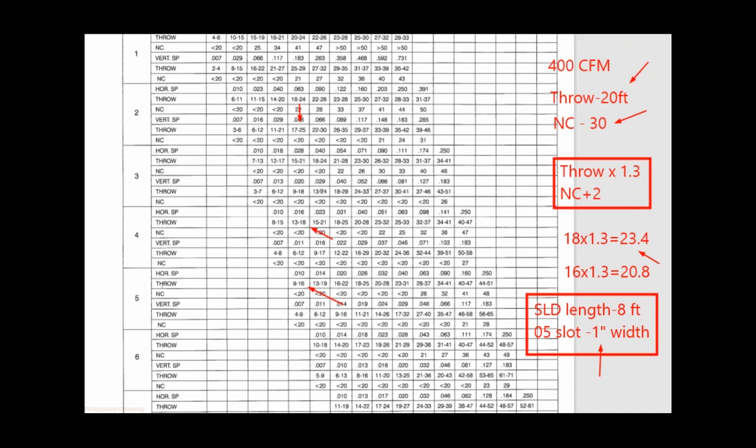If you need to select the linear slot diffuser for return air, then you need to add a value of 4 to all NC levels given here. Suppose you can see here the NC level is 21. If you are selecting the return air linear slot diffuser, then you need to consider it 21 plus 4, 25. So the NC level here will be 25.